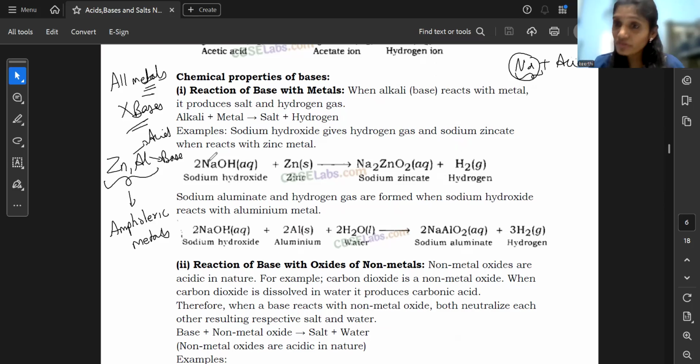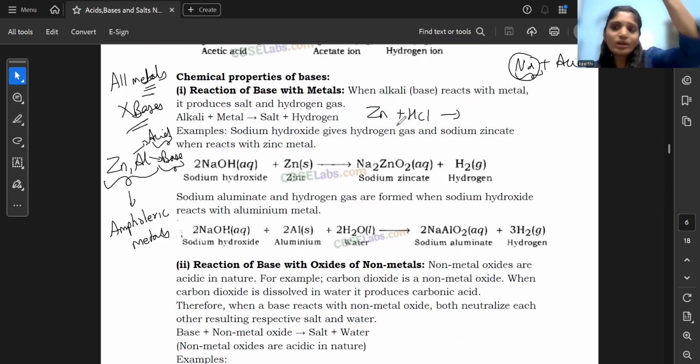Clear? But there are certain metals which are amphoteric. Reacting with acid is a normal property of metals, but these can also react with the base. Clear with this? Now, what are those metals which react with both acid and base? Zinc and aluminum.